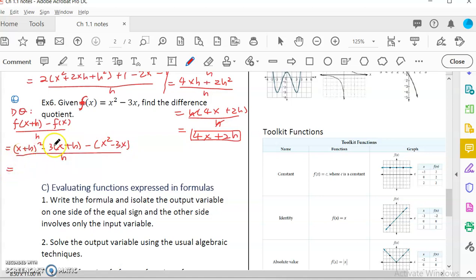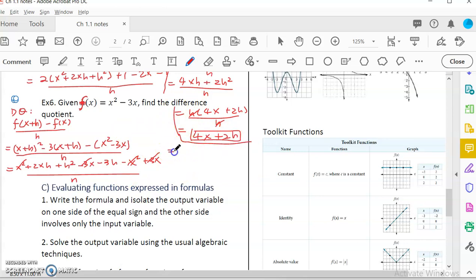Now we want to simplify by combining like terms. So (x plus h) squared is x squared plus 2xh plus h squared. Minus 3 times (x plus h) would be minus 3x minus 3h, and then minus (x squared minus 3x) is minus x squared plus 3x. And you can see that this 3x and this 3x go away, the x squared and x squared go away, and all over h.